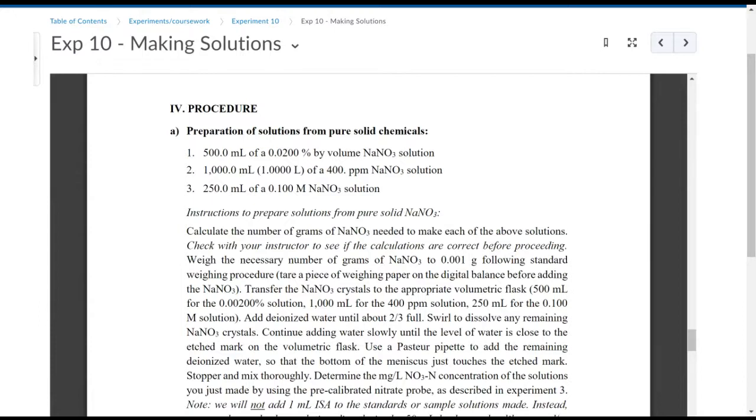The first one is a 500 milliliter. And 25 milliliter of 0.1 molar NaNO3. So what is the final answer?